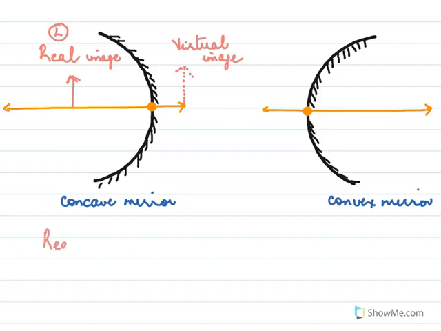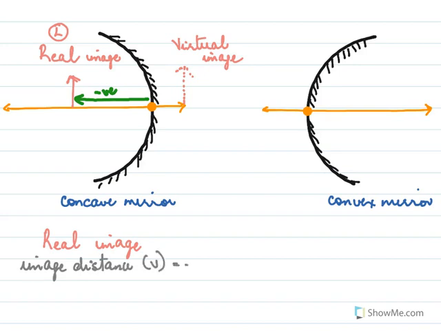So when it comes to real image, what is going to be the image distance? Now we know, in this case we have to measure from the pole to the image, and we are going to the left, so this is going to be negative. So for real image, the image distance, which is denoted as v, is always negative.